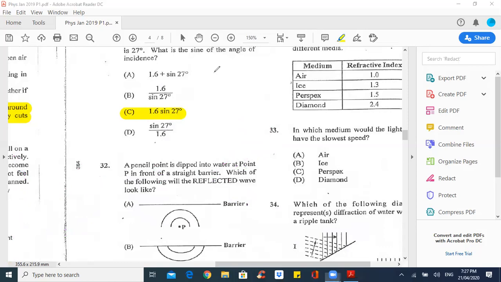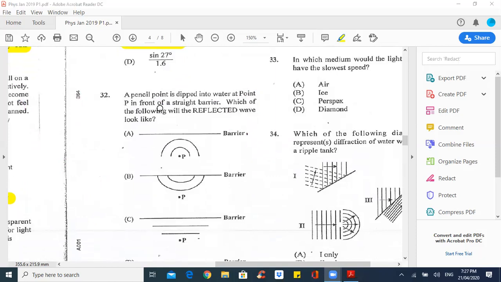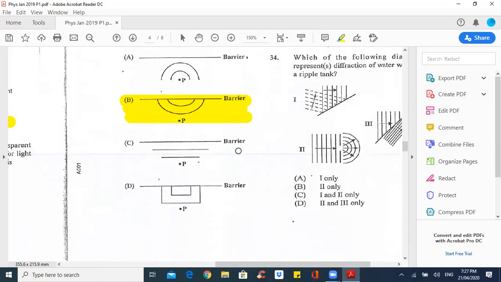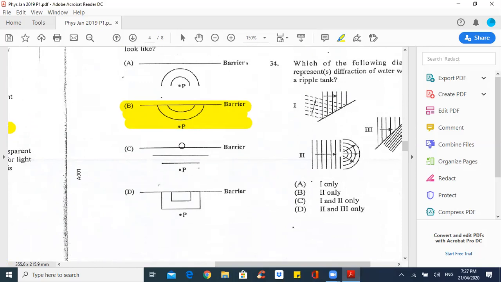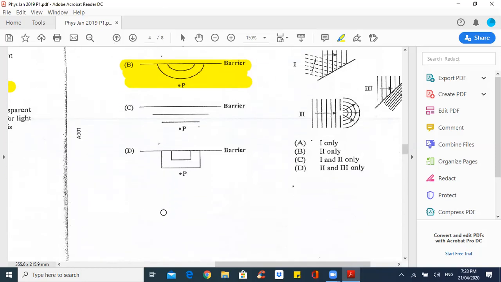Nice. We move forward. The pencil point is dipped in water at a point P in front of a straight barrier. Which of the following will be the reflected ray? It will be the one that comes back to the barrier. So your answer is B for that. That's the one that comes back. Because it is dipped, we are assuming that it's dipped at the same frequency, your wave would be coming back to the P as that. That's number 32.